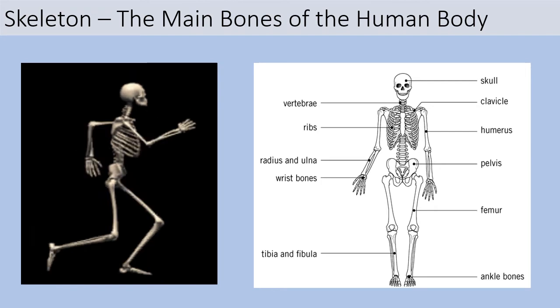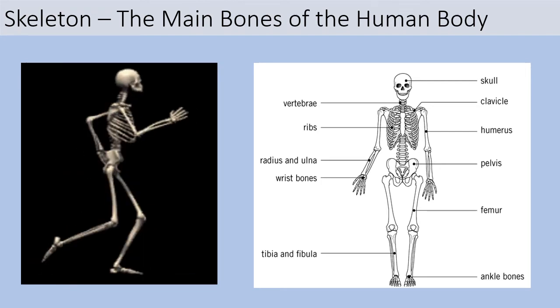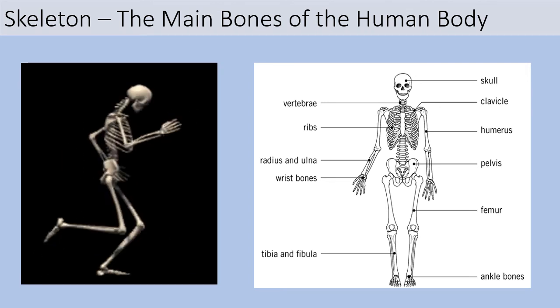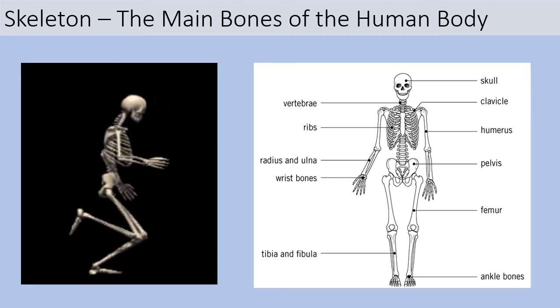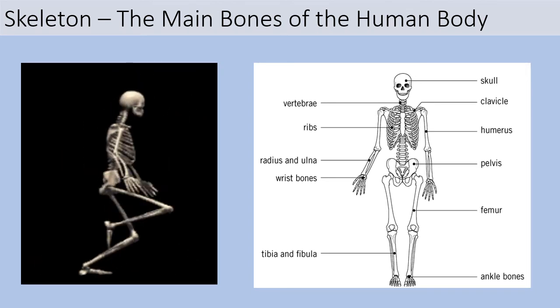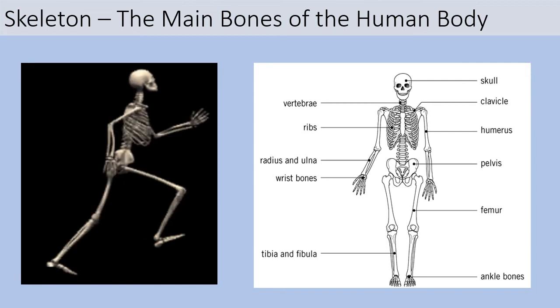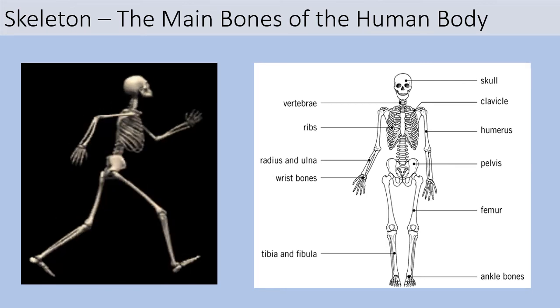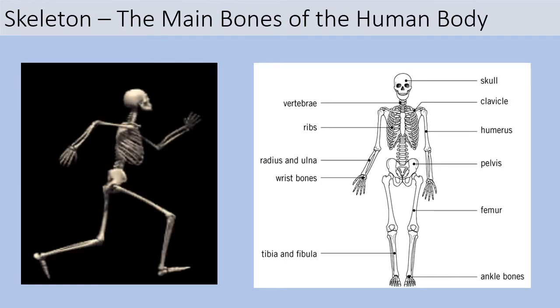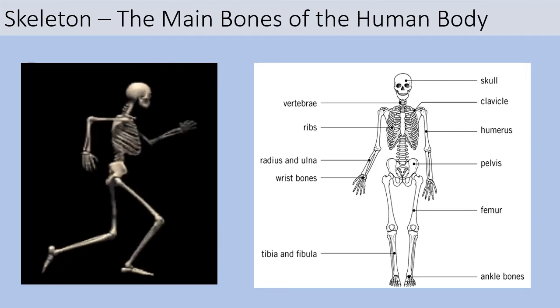And if you start from the top, we do have some scientific names. The skull, the part that covers and protects your brain, is called the cranium. We have the clavicle, which is the collarbone that extends from the shoulder across to your rib cage. We have the humerus, which is the long bone of the arm, and below that on the arm we have the radius and the ulna.